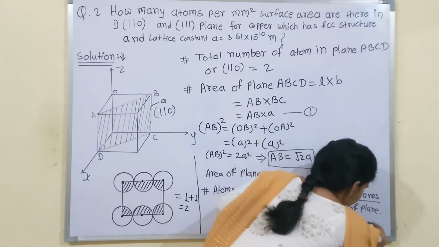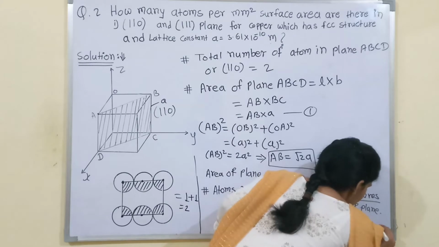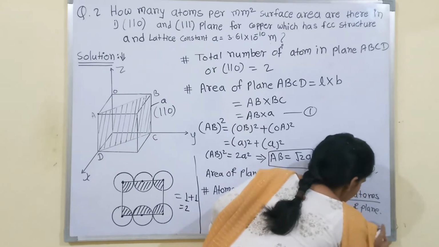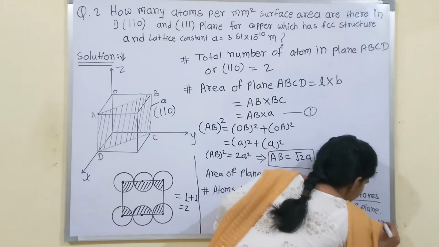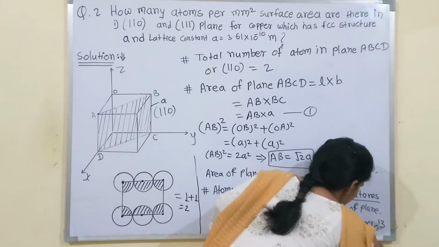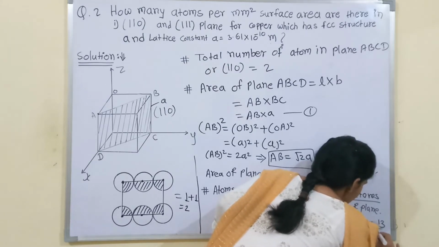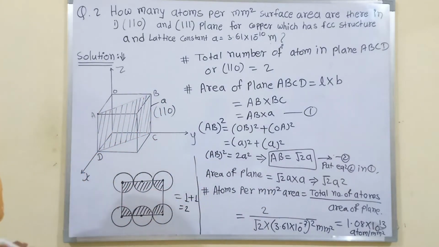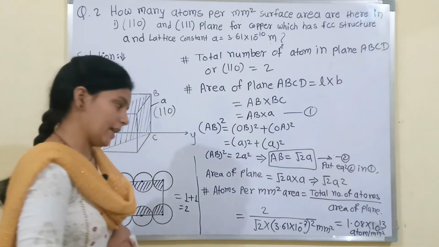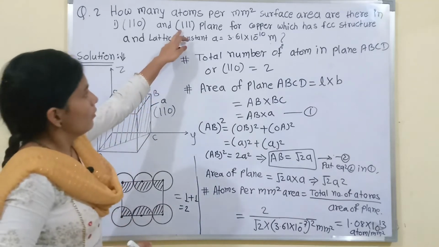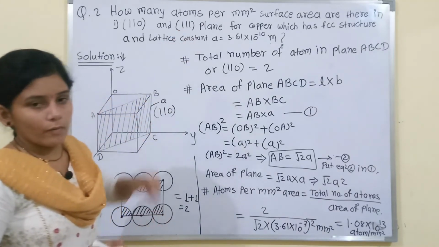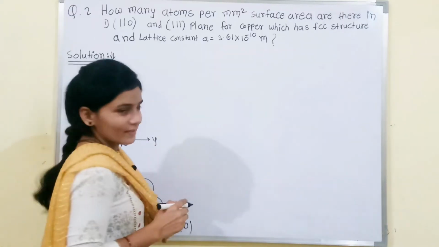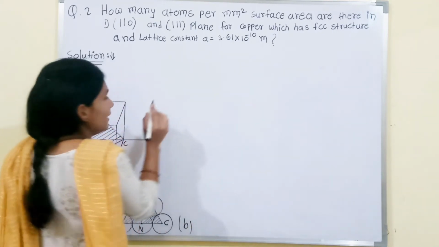1.08 into 10 to the power 13 atoms per millimeter square. What is this? This is the atoms per millimeter square area. Okay, we will see it for the 111 plane. Now we will see the 111 plane.